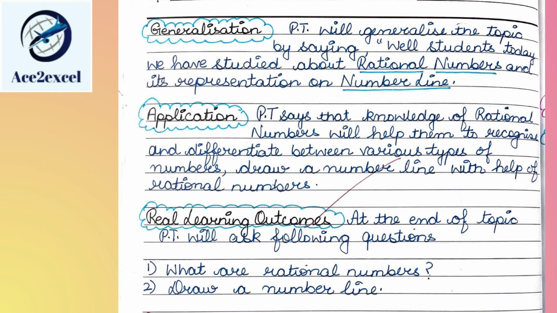Once the topic is over, PT will summarize it by saying, well students, today we have discussed rational numbers and plotting them on a number line. PT will talk about the application part of the number line and rational numbers to the students so that the students can understand the importance of rational numbers in real life. At the end, PT will ask some recapitulation questions which will be a check on whether students have understood the topic or not. PT will wind up the topic by giving homework to the students.